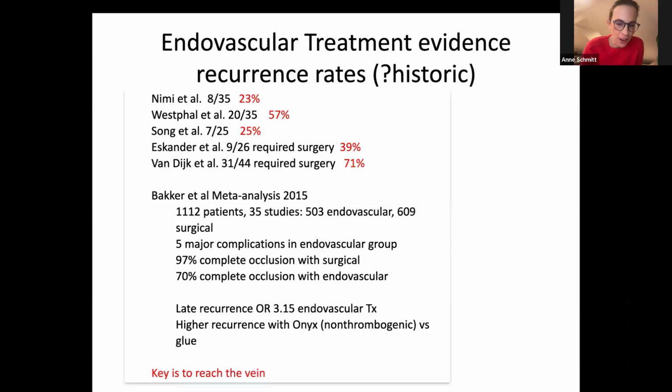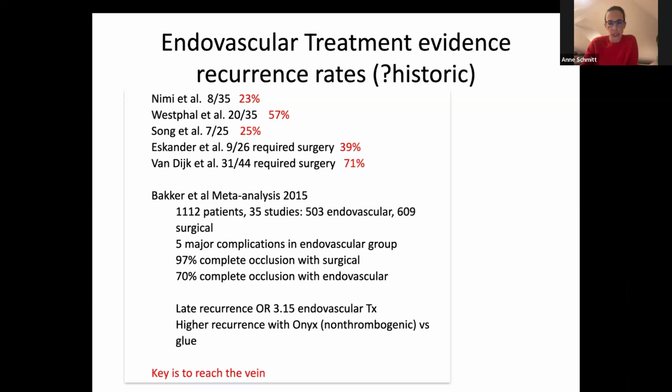So yeah, we went through this. What we've learned already is that there are high recurrence rates for endovascular treatment. I found another study from Bakker et al., a meta-analysis from 2015, which basically said you get 97% occlusion with surgical treatment and 70% complete occlusion with endovascular, but there is quite a high OR for endovascular recurrence, a 3.15 odds ratio that it is more likely to have late recurrence with endovascular treatment.